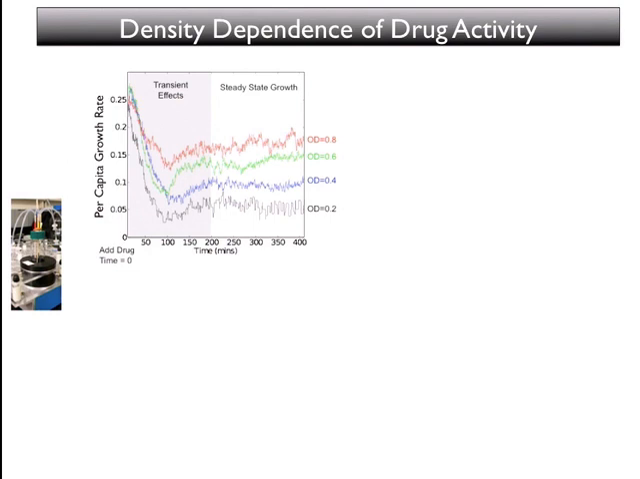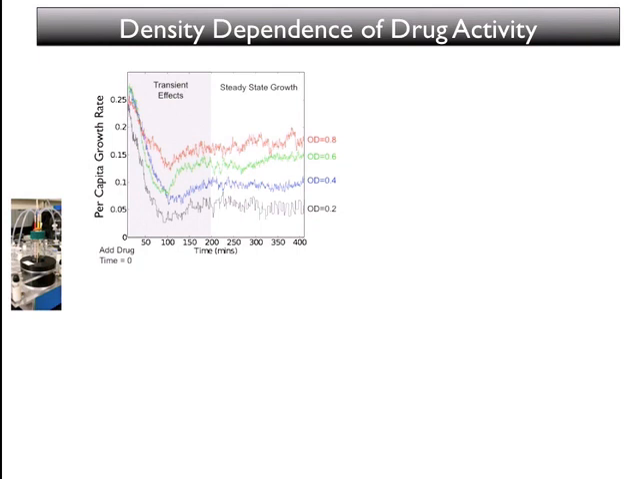This is what an experiment might look like. This is the per capita growth on the y-axis, and this is the time on the x-axis. We add drug at time 0. There's this gray region where there are transient effects. We don't know what's going on here, although we did see there was recently a paper that built a mathematical model for this particular class of drug and predicted this exact dynamics. We're kind of interested in looking into that more. What we care about here, though, is the steady state dynamics, which is in the white region.